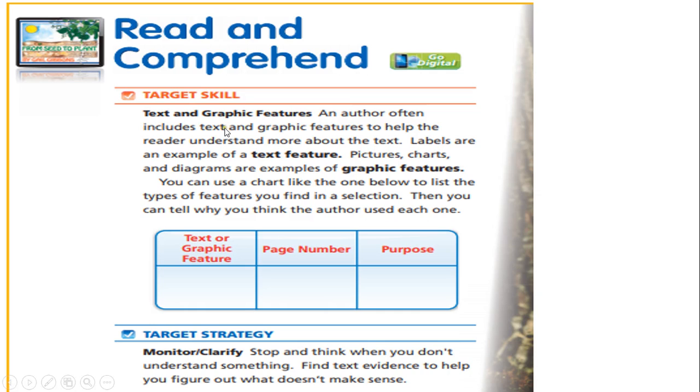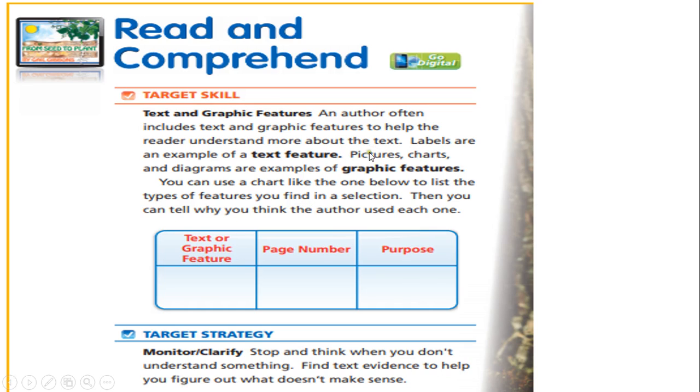Alright, text and graphic features. An author often includes text and graphic features to help the reader understand more about the text. Every time we read a new text, it will include new words, and you're not expected to know all the words in English. This is why authors provide us with text features, graphic features, illustrations, and pictures to help us understand the text better, and the purpose of it and all the words in it.